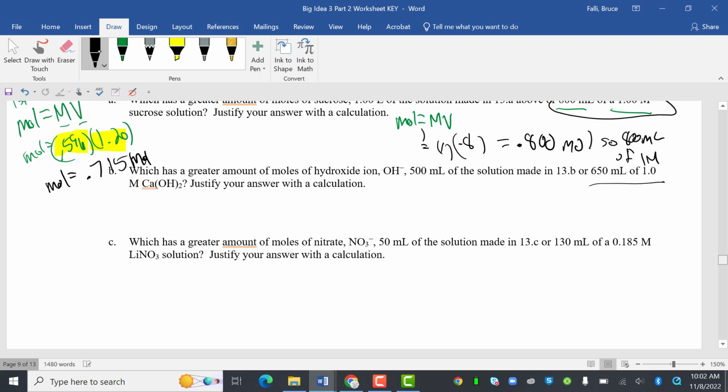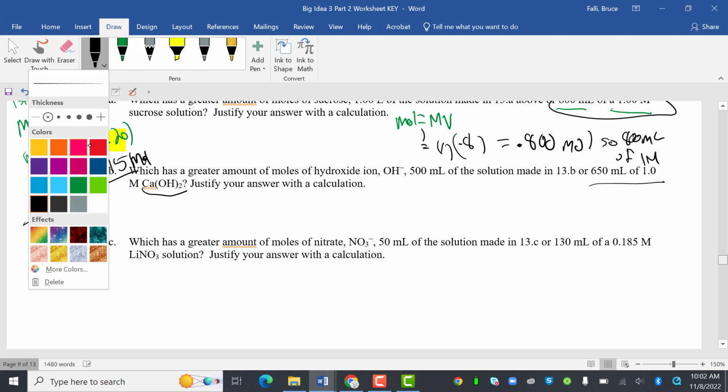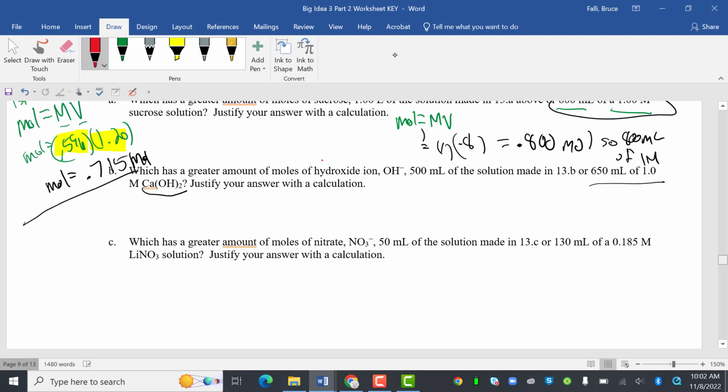Okay, so first of all, I want to point out that this has 2 hydroxides in each one. So let me change my color again. On this one, moles does equal MV again, but I'm going to double that concentration. So my molarity is 2 because I get 2 hydroxides, and my volume is 0.650. Oh, welcome to my flippity dippity in my mind. Come on, you can erase it. 0.650 times 2 is 1.30 moles for calcium hydroxide.